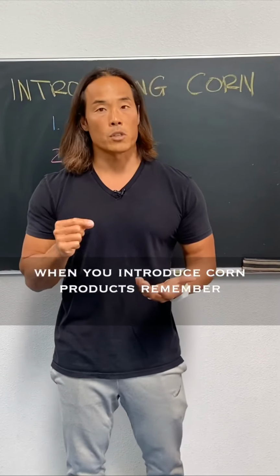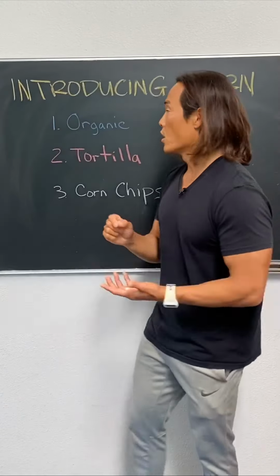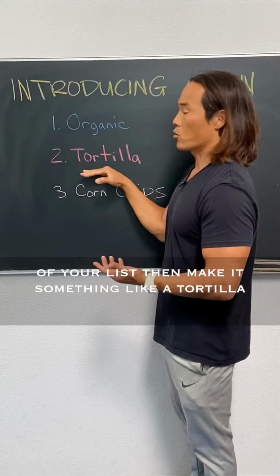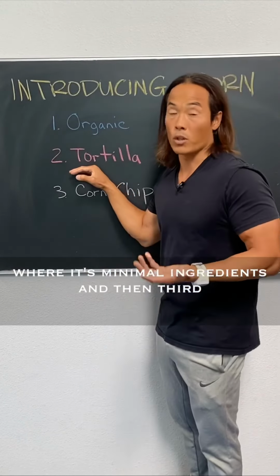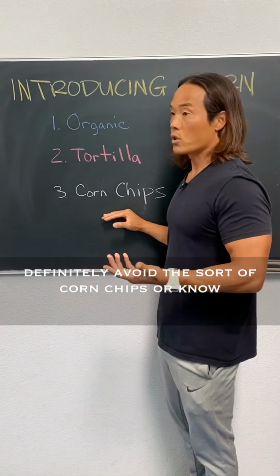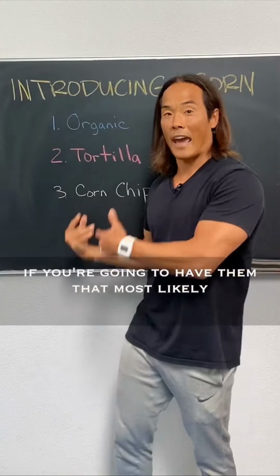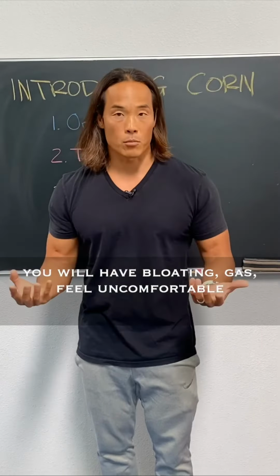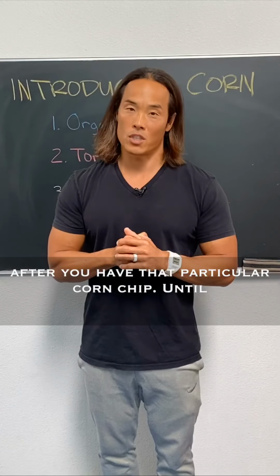So just remember, when you introduce corn products, remember organic first, make that the top priority of your list. Then make it something like a tortilla where it's minimal ingredients. And third, definitely avoid corn chips, or know that if you're going to have them, most likely you will have bloating, gas, and feel uncomfortable after you have that particular corn chip.